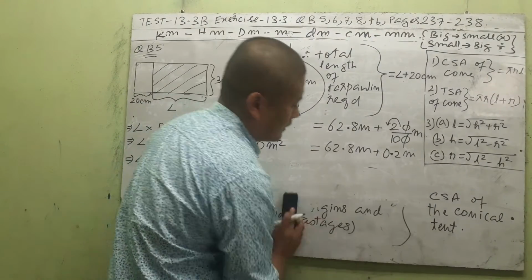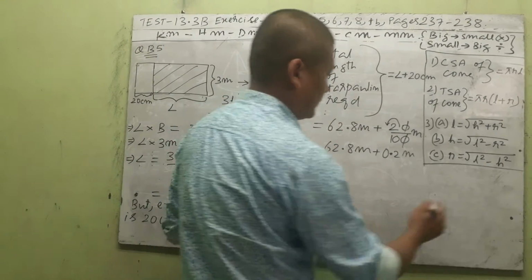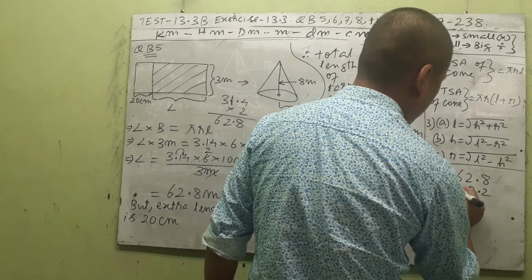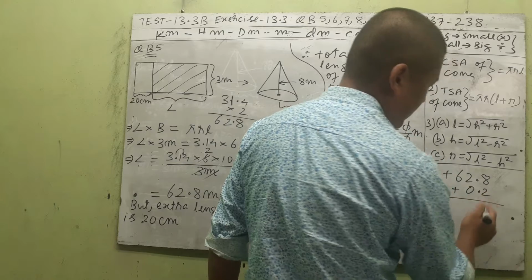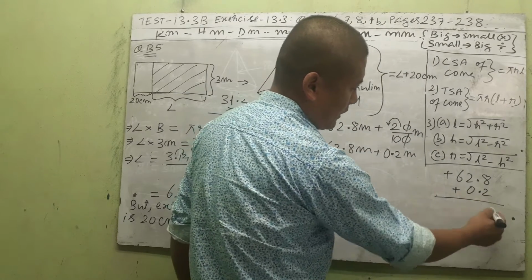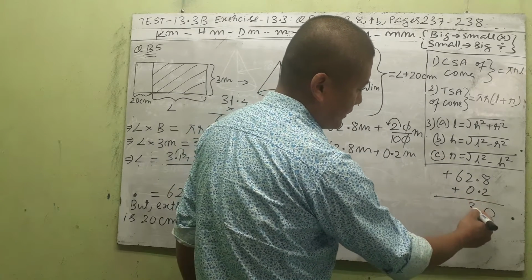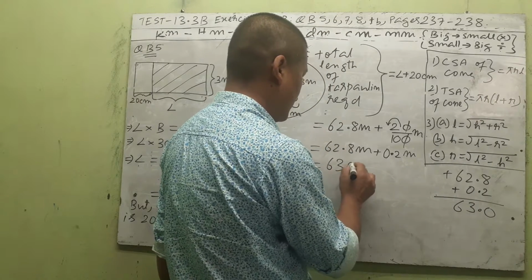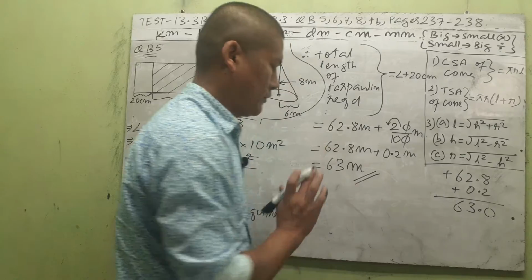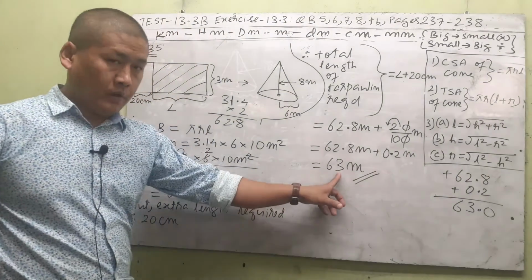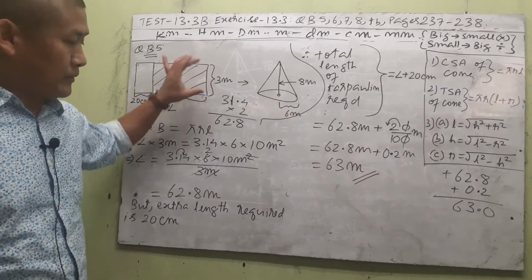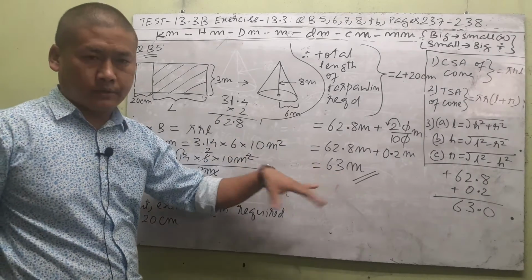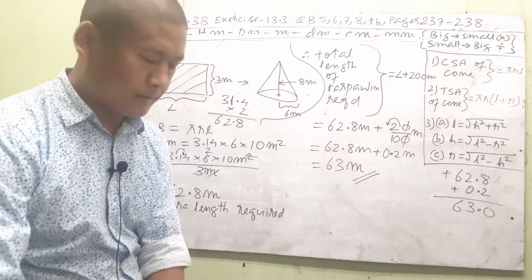So when you add these two, 62.8 and 0.2, the decimal point should come on the same line. So 8 plus 2, 10, 1 in hand. 2 plus 1, remainder 3. 63.0 means the exact length of tarpaulin that is required will be 63 meter, whose width is 3 meter. Exactly length 63 meter, providing for wastage and stitching margins extra. Okay, that's the answer.